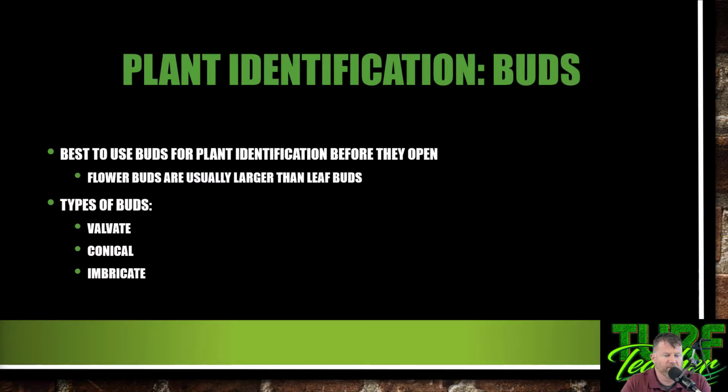Your buds. Best to use buds for plant identification before they open. The flower buds are usually larger than the leaf buds. I remember when my dad took the certified plant professional exam, he went with me down to Wilmington when everything was leafed out, and he had to go back and retake it. He went when the Green and Grow had a secondary show in Charlotte, or some type of conference, but everything was defoliated. No leaves were on the deciduous trees, and he passed it with flying colors. He said, I just knew the buds. I was able to identify the plant with the buds. The types of buds: valvate, conical, or imbricate.